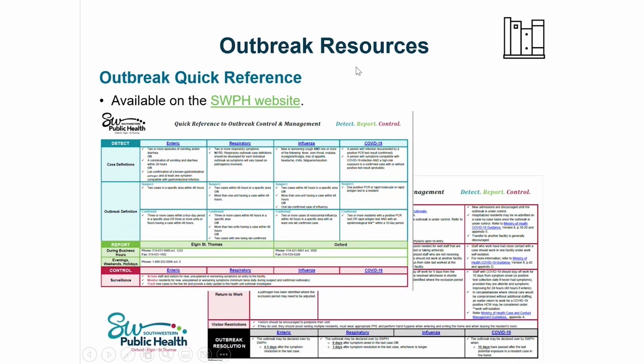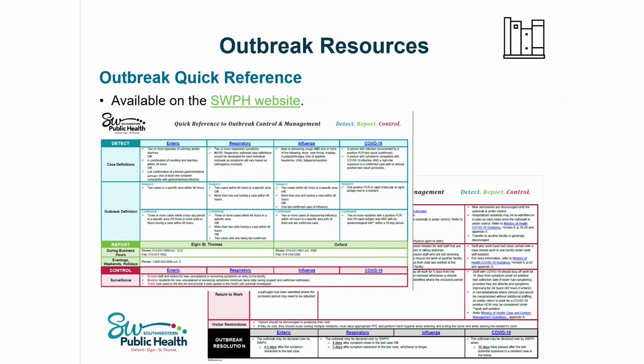You'll notice at the top of the document, in the 2 different categories under outbreak detection, the enteric, respiratory, influenza, and COVID is highlighted and underlined in blue. And if you click on those links, it will take you to the Ministry of Health outbreak and case definitions. So the appendix 1 for respiratory and enteric outbreaks, and for influenza and COVID, it takes you to appendix 1, the provincial documents for influenza and COVID as well.